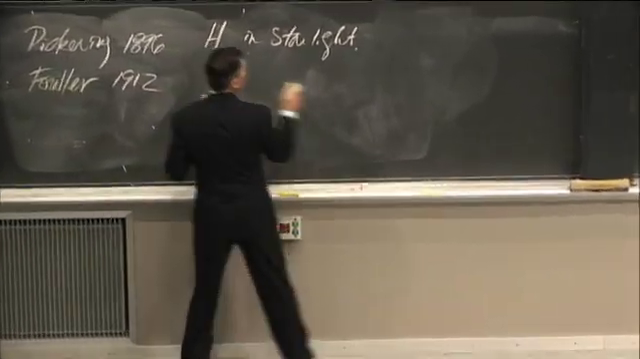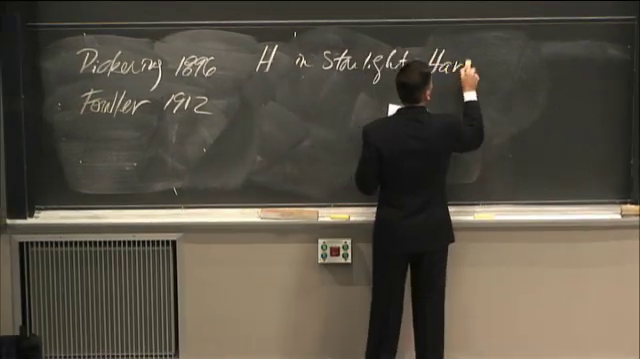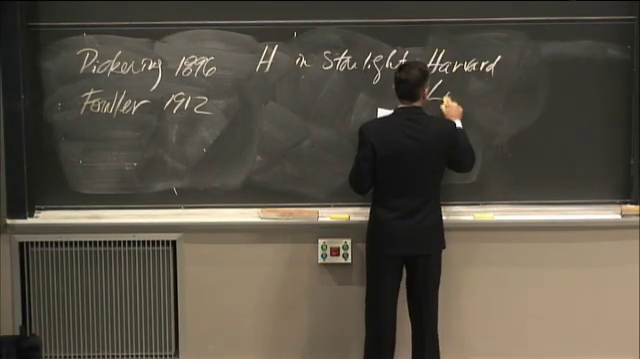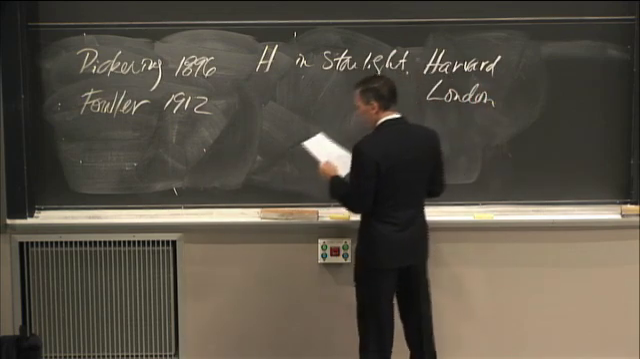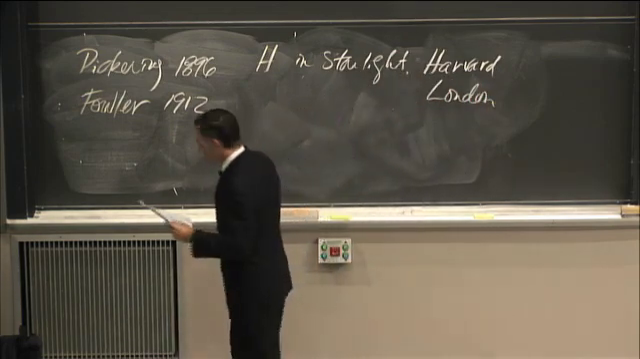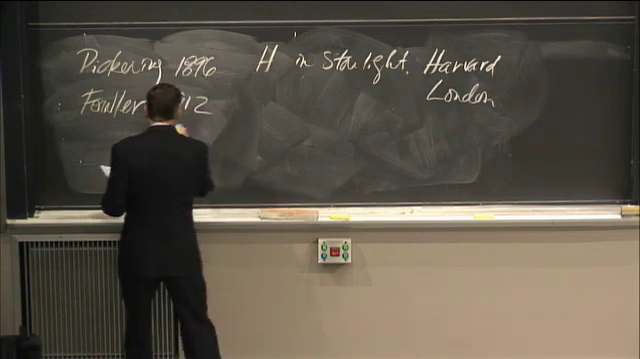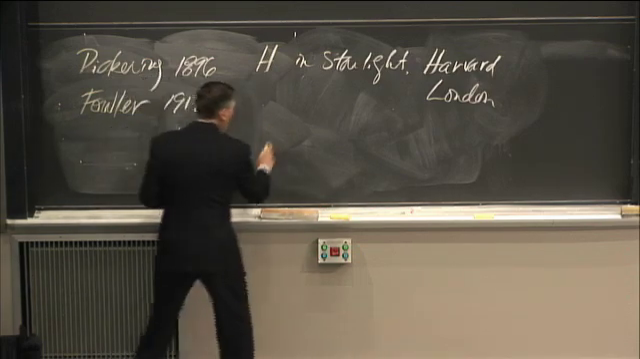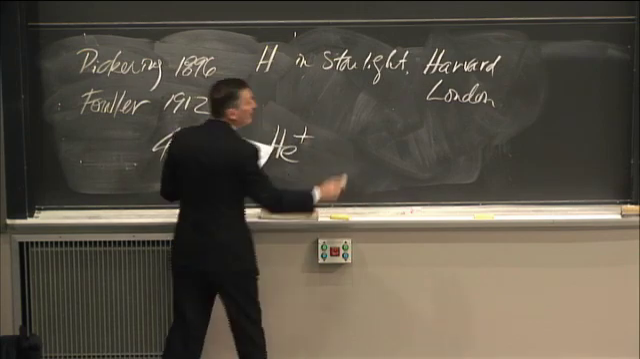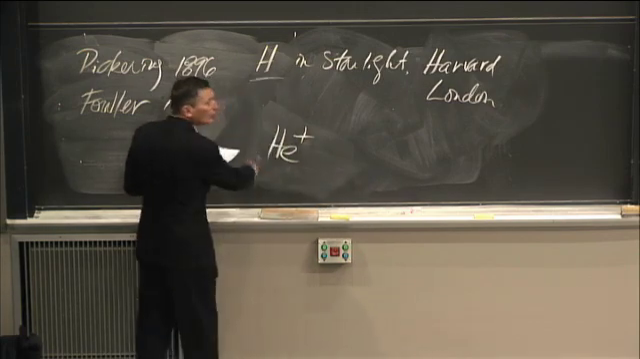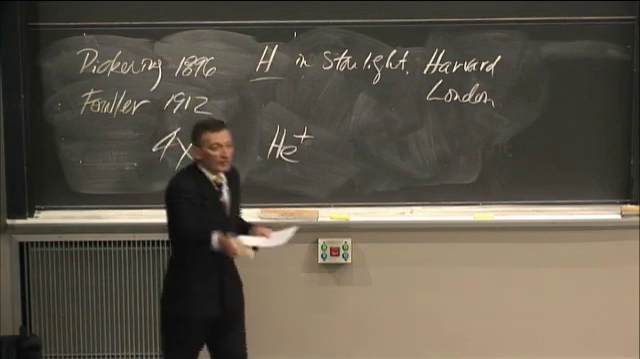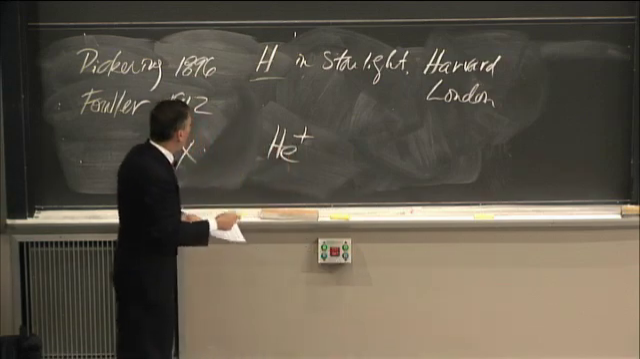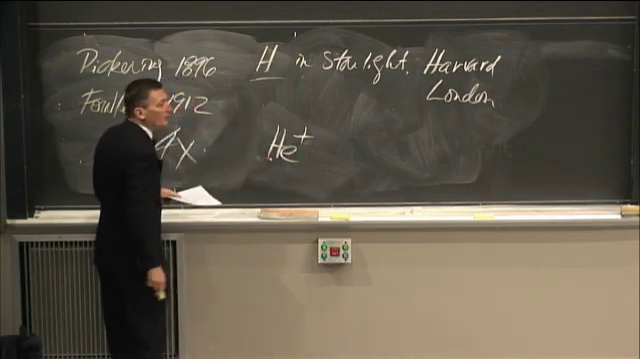So this guy's at Harvard, and the other guy's at London. Well, Bohr looks at this stuff and he says, you guys are wrong. Your lines are off by a factor of 4. You got the right series, but you got the wrong element. What you guys are looking at is helium plus. You're not looking at hydrogen, and you know the energy goes as Z squared. So the lines are going to be shifted by a factor of 4 because Z is equal to 2.